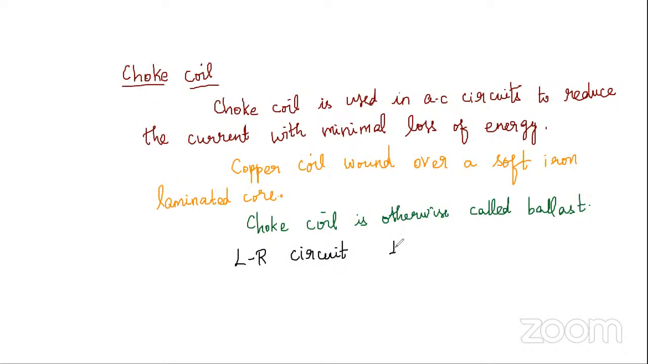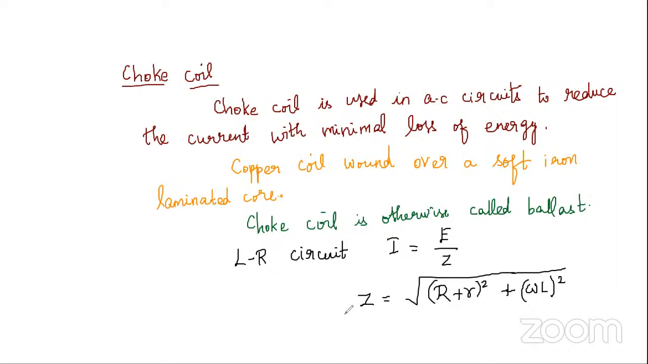So in the LR circuit, what is the value of current? That is E by Z, where Z is the impedance. Here Z is given by the square root of (R plus r) the whole square, plus (omega L) the whole square. Here the small r is the resistance of the choke coil.